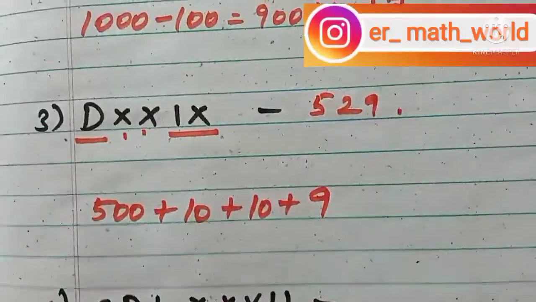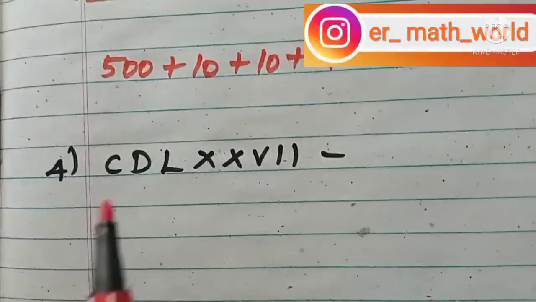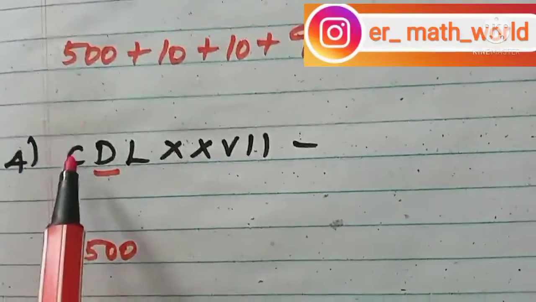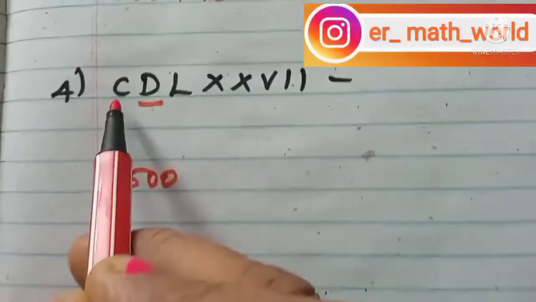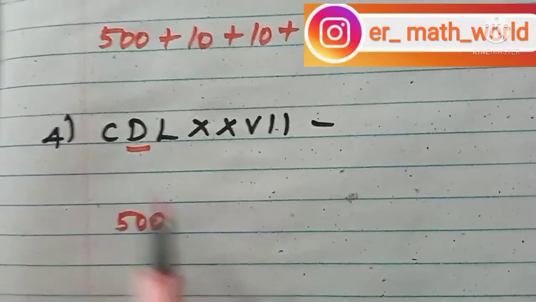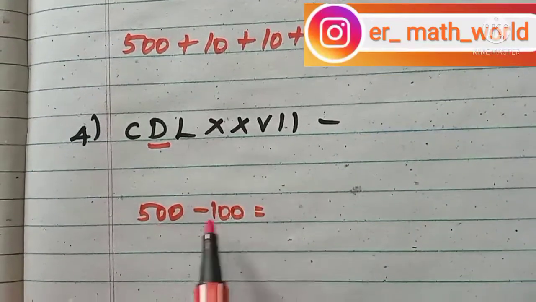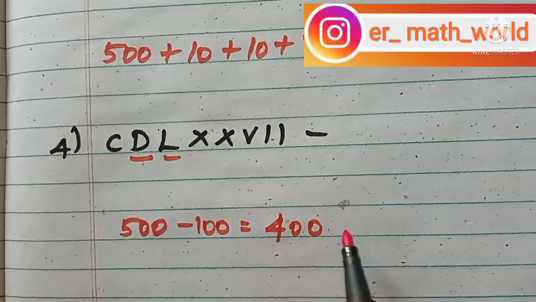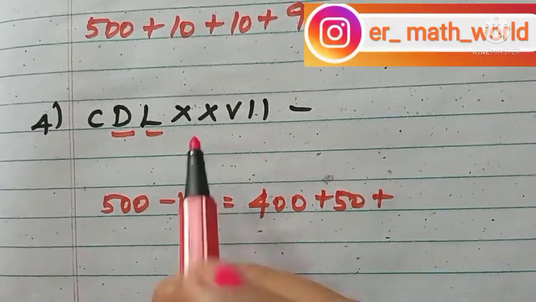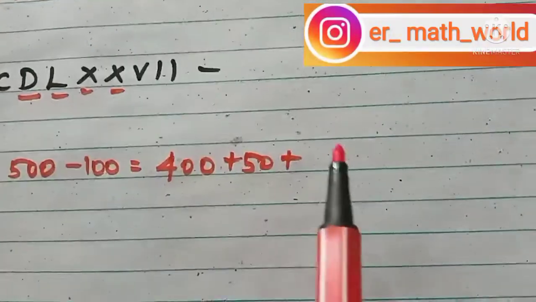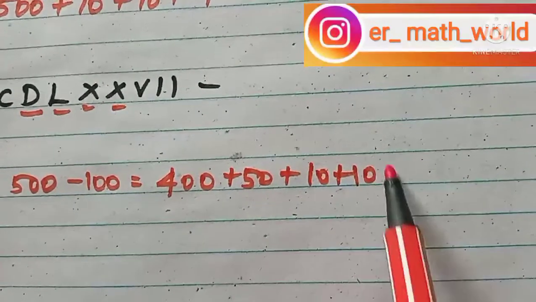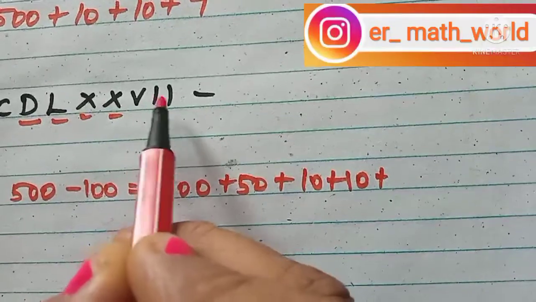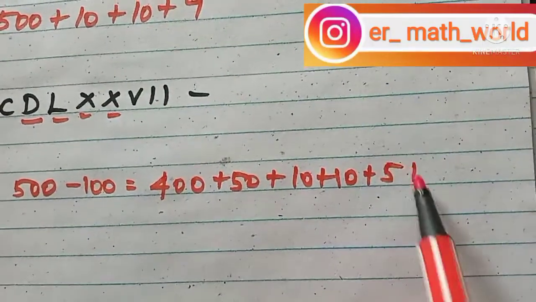Next, the last example. What is the value for D? D is 500. I told you, before the higher value, where the smaller value comes, you have to subtract. So C is 100, isn't it? So 500 minus 100 will be 400. Next, what is L? L is 50, plus X and X, which is 10 plus 10, plus what is V? 5. Again, 5 plus 1, 6. 6 plus 1, 7. Or else 5 plus 1 plus 1.